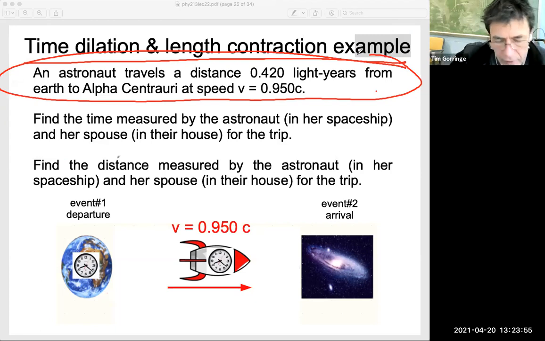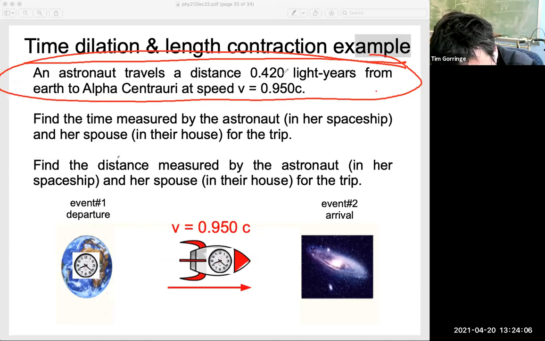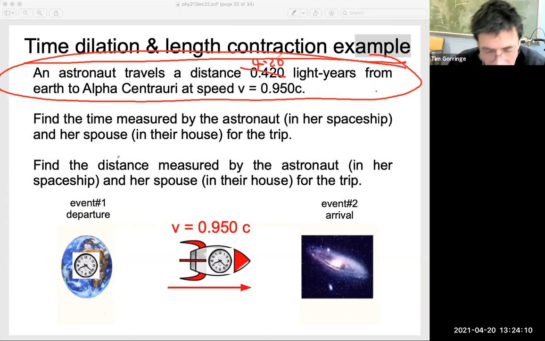We're told that an astronaut travels, I think this is meant to be 4.2, 4.2 light years from Earth to the nearest star. The nearest star is Alpha Centauri. And they travel that distance at 95% of the speed of light, 0.95 times c.